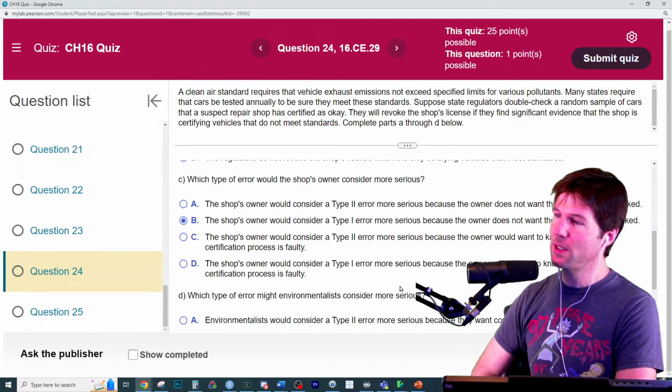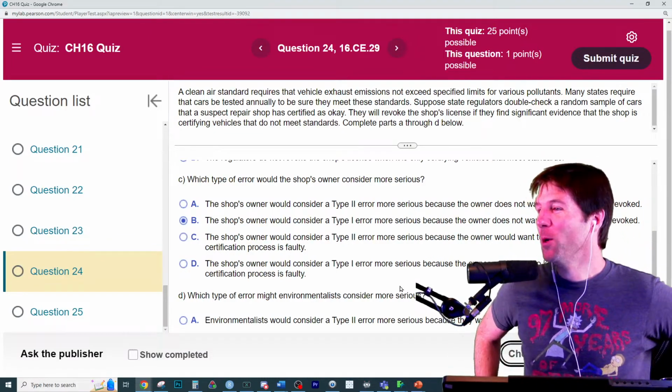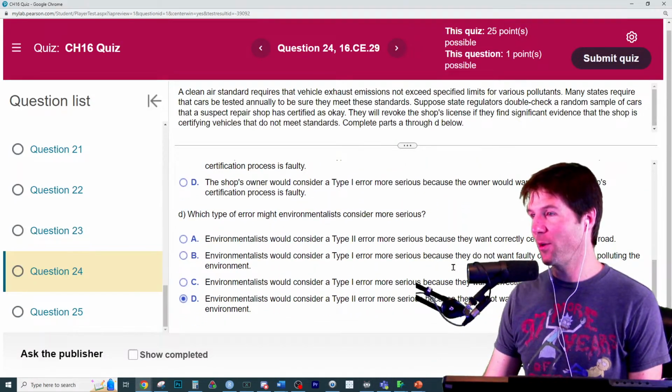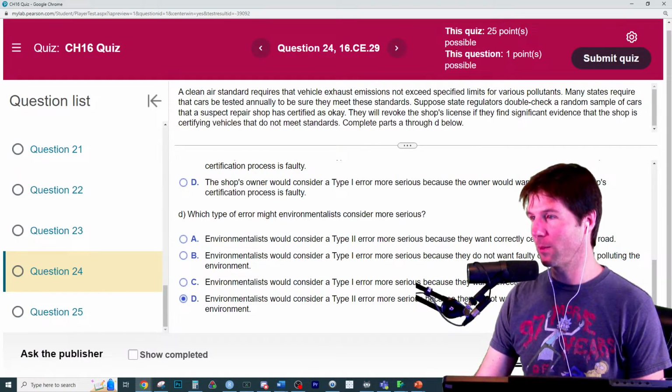It should say which one seems more likely. It should say the shop owner cares about money. Which of these do you think the shop owner cares about most? The environmentalists care about the environment, which is kind of inherent in their name. Which of these do you think they care about the most?